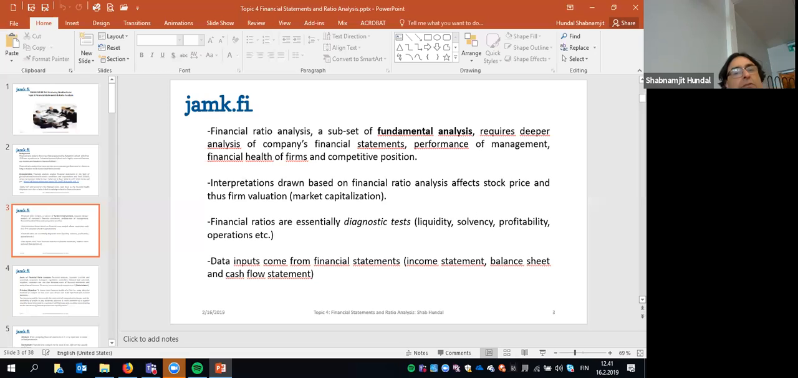And the financial ratio analysis is a part of a larger discipline called fundamental analysis in finance. I used to work in a hedge fund in London. I worked for nearly 1 year. And in our office, there used to be 2 sets of people working. One group was called fundamental analysts. I was one of them.